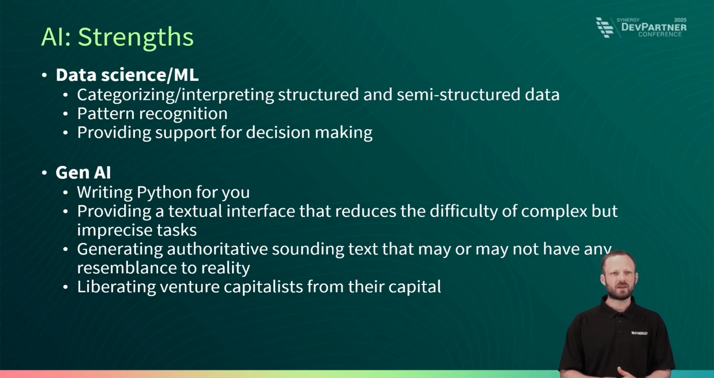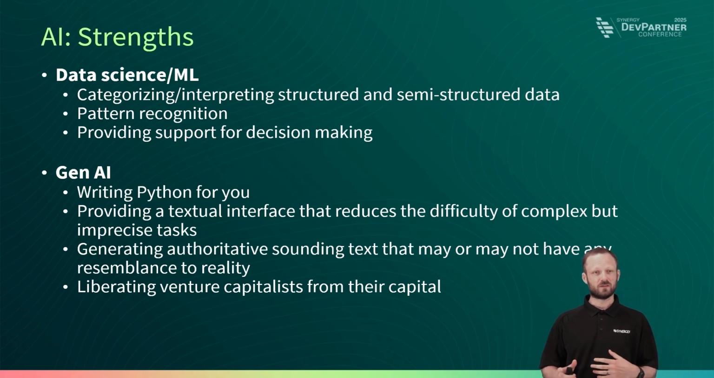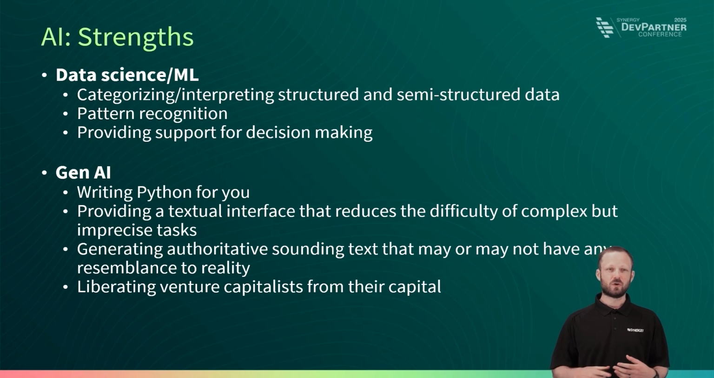So some AI strengths, sort of categorized into data science / ML, kind of traditional older style AI, and Gen AI, the sort of thing that you think of when you think of ChatGPT or something like that in your browser, where it is generating text in response to something that you have prompted it with.